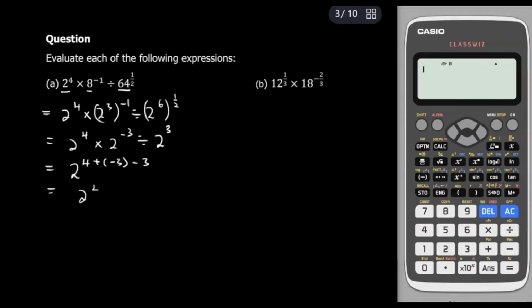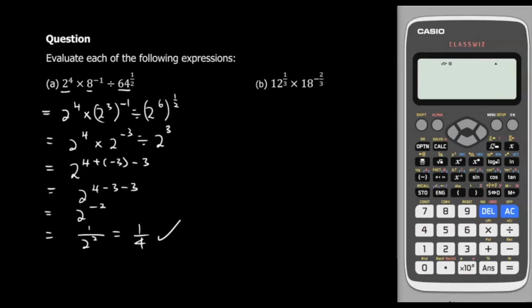So become 2, 4 minus 3, then minus 3. Okay, so 2, 4 minus 3 is 1. 1 minus 3 is negative 2. So it's equals to 1 over 2 square, which is equals to 1 over 4. So this is the answer for A.